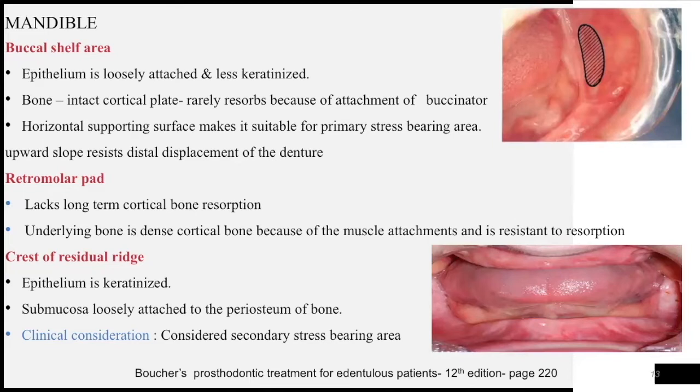Crest of the ridge is considered as a secondary stress-bearing area. The epithelium is keratinized and the submucosa is loosely attached to the periosteum.